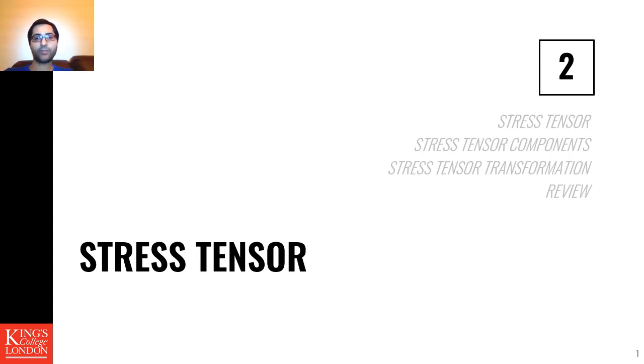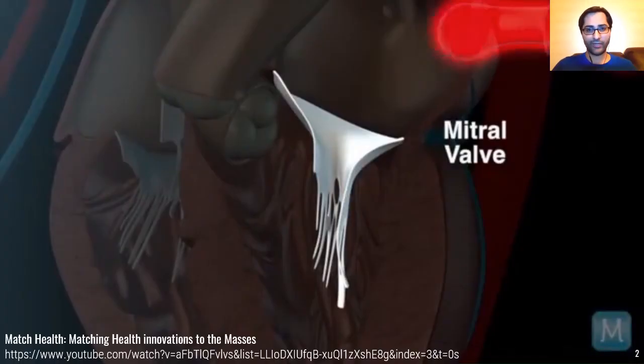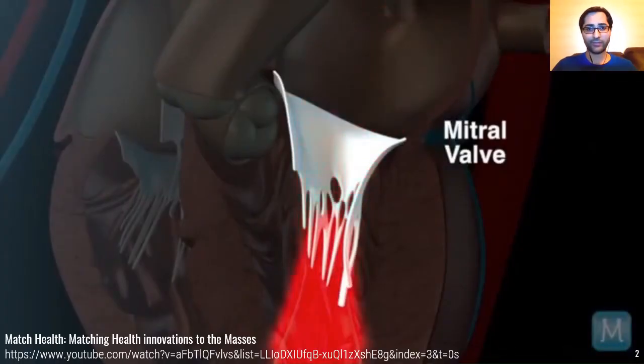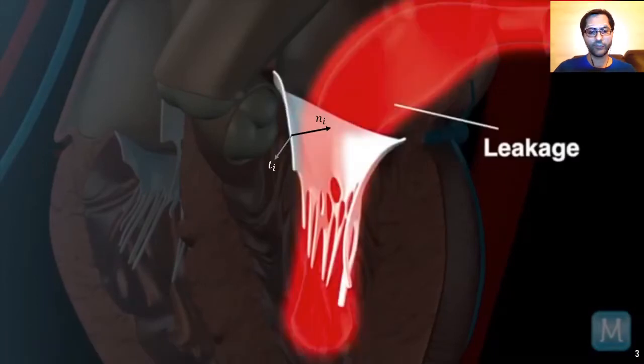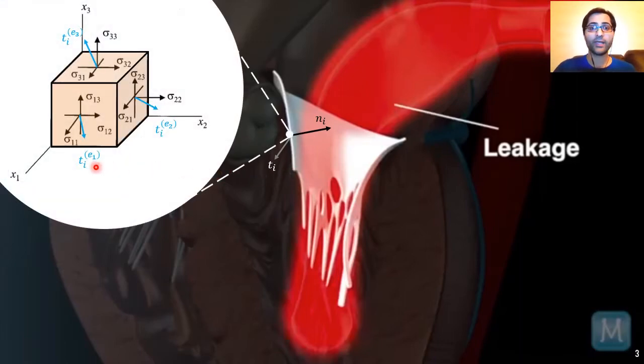Welcome to the second part of the lecture. Here we talk about stress tensors. You remember our mitral valve. Remember that we can find a traction vector for any point inside a body. Well, we can define a stress tensor for any cubic element of the body.